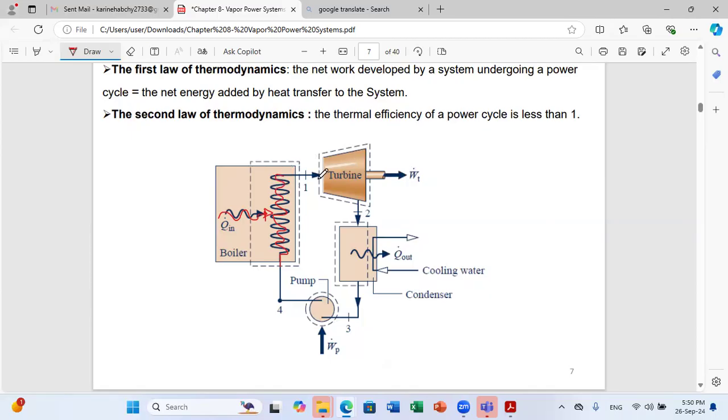Now, at the turbine level, as we said, we have production of work, so we have W dot turbine. And as we pass through the condenser, we have heat rejection to the outer environment, Q dot out. And finally, to repeat the cycle, we need to go back to this state. So at this level, we have high pressure and relatively lower temperature.